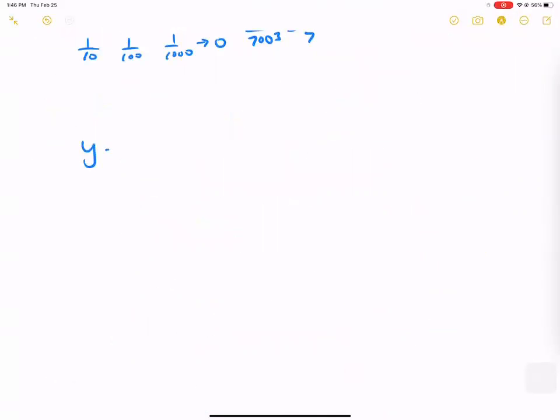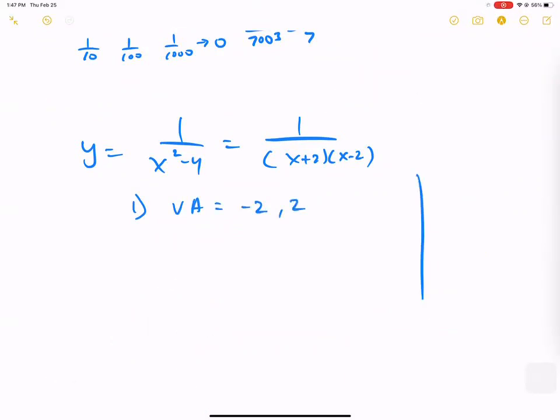If I say graph y is equal to 1 over x squared minus 4, I am already one step ahead. We said this already, x plus 2, x minus 2. We know our zeros. So step 1, find our vertical asymptotes at negative 2 and 2. All right, on my graph, negative 2, positive 2. We know we can't work here.